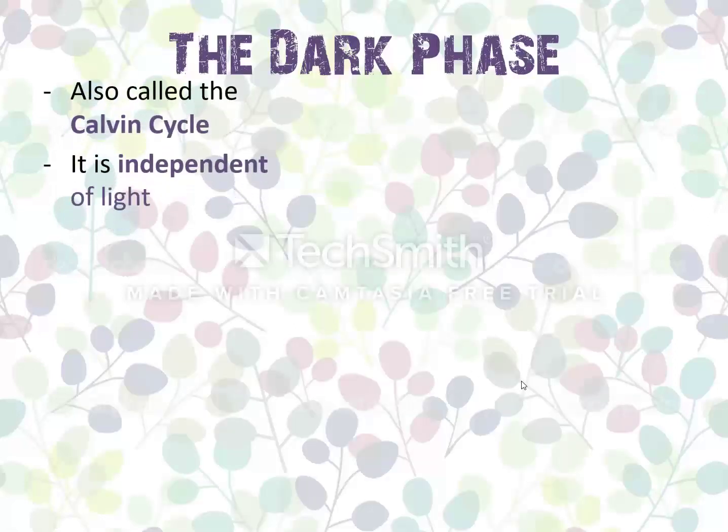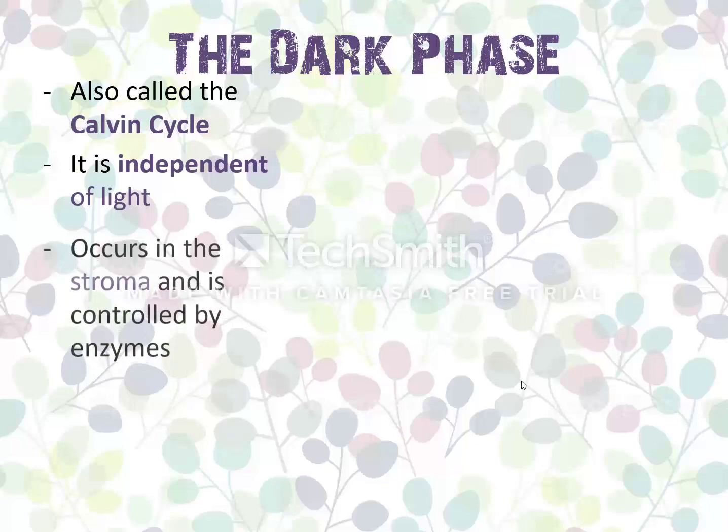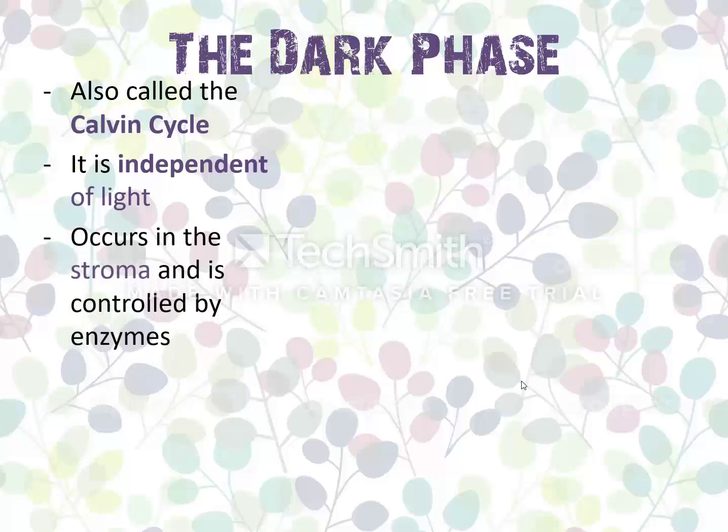The dark phase then, as I said, is also called the Calvin cycle from that previous diagram. But please, guys, you do not need to write that for me in a test. We don't need to know that it's also called the Calvin cycle. That's irrelevant, all right? But what is important about the dark phase is that it is independent of light. It does not need light to occur. The dark phase takes place in the stroma, that's the jelly-like liquid of the chloroplast. And the dark phase will happen because enzymes are helping it to happen. So we say it's controlled by enzymes.